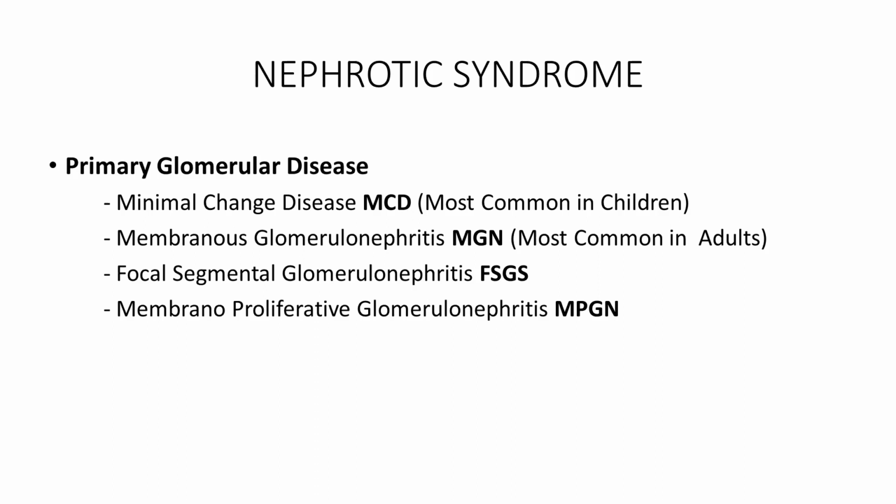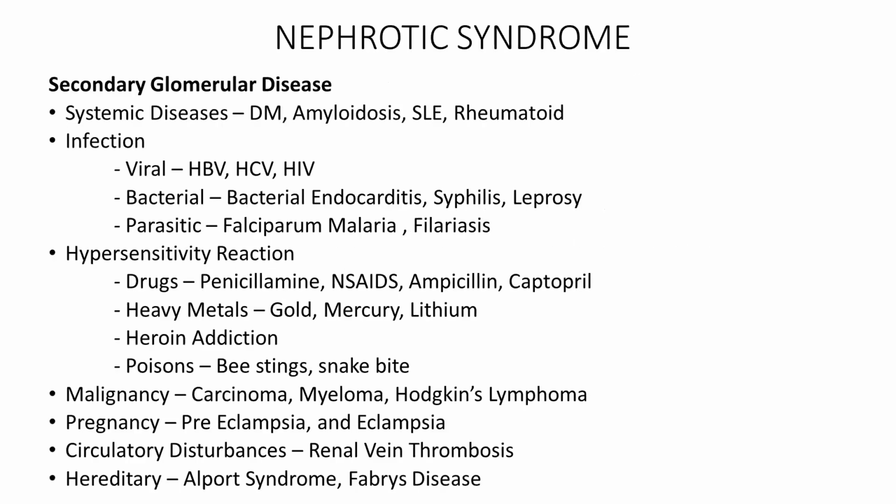Now, these 4 lesions are also seen in secondary causes of nephrotic syndrome. So basically, the histopathological lesions are only of 4 types, may it be primary or secondary. In secondary, you will identify the secondary cause.